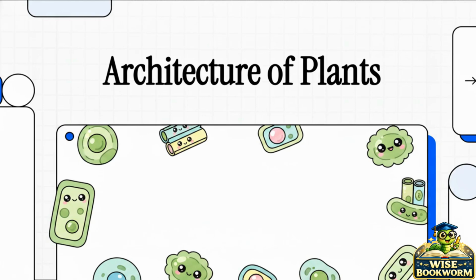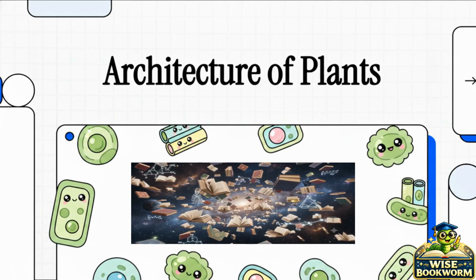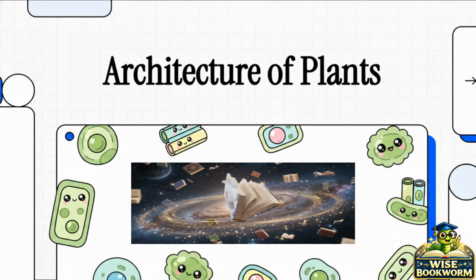Welcome to this explainer. Today we're looking way past the simple green exterior of the natural world, and we're going to explore the masterful biological skyscrapers hidden right inside. Usually, when we walk through a park or a garden, we just notice the shapes of the leaves or the colors of the flowers. But today, we're going entirely microscopic.